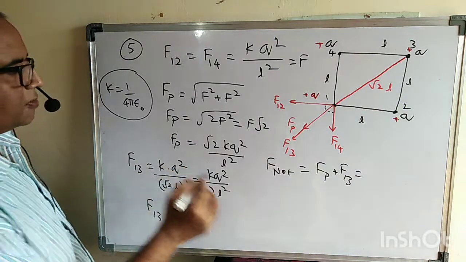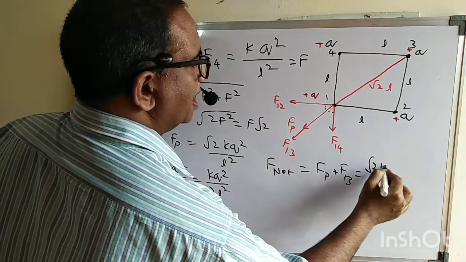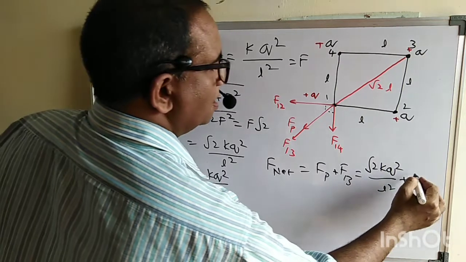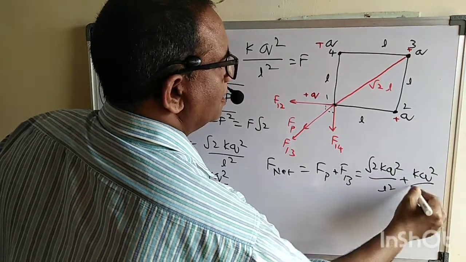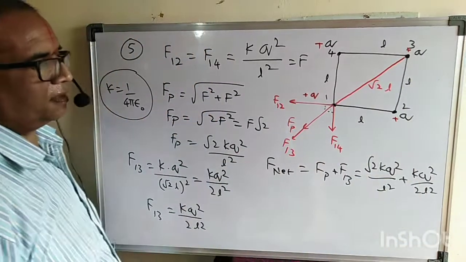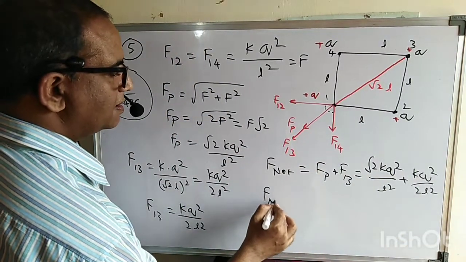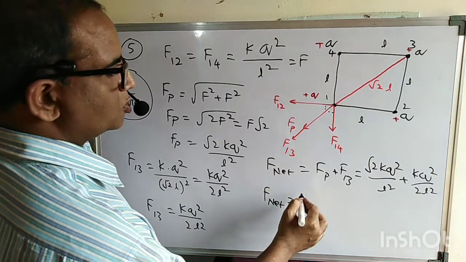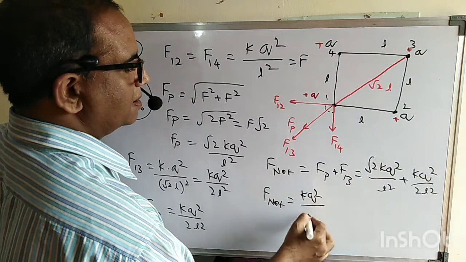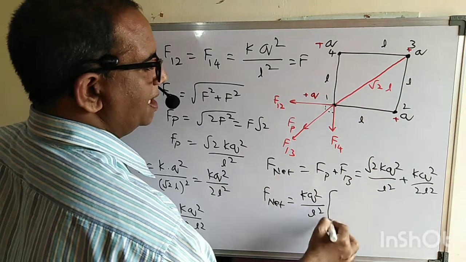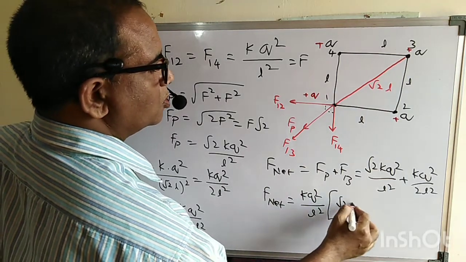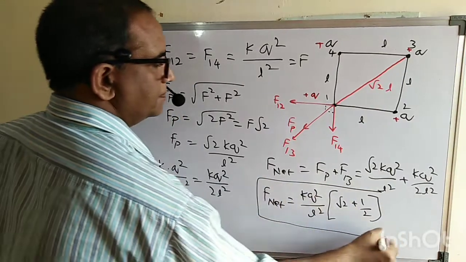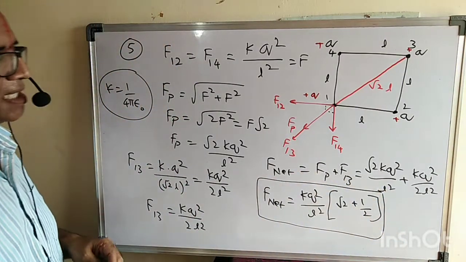Then what is FP here? Root 2 KQ square by L square, plus KQ square by 2L square. Thereby, what is F net here? F net is equal to, I will take KQ square by L square as common. Therefore what I will get here is nothing but root 2 plus 1 by 2. This is the answer.